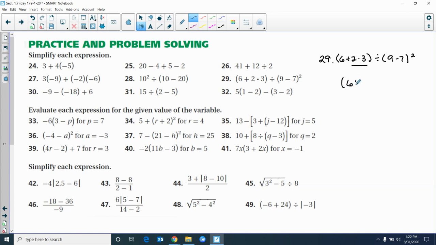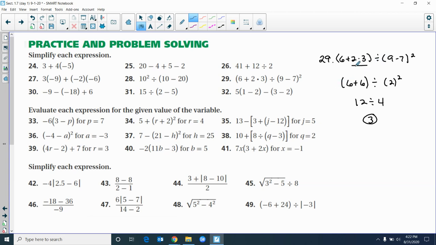So that becomes 6 plus 6, or excuse me, 2 times 3, divided by, now since these are two separate, I can do 9 minus 7 and go ahead and do that. But I have to do that before I do the exponent. You have to do parentheses first. Okay, what is 6 plus 6? 6 plus 6 is 12, divided by, well, what's 2 squared? 2 squared is 4. 12 divided by 4 gives you 3.